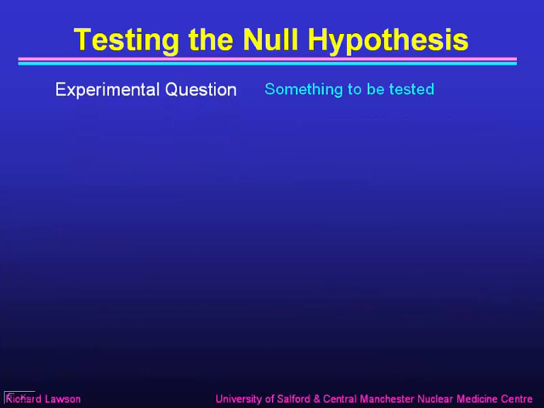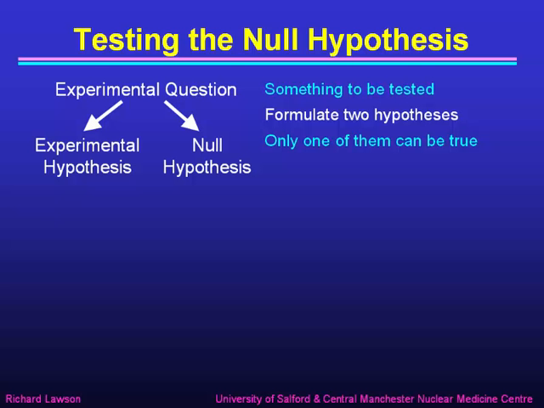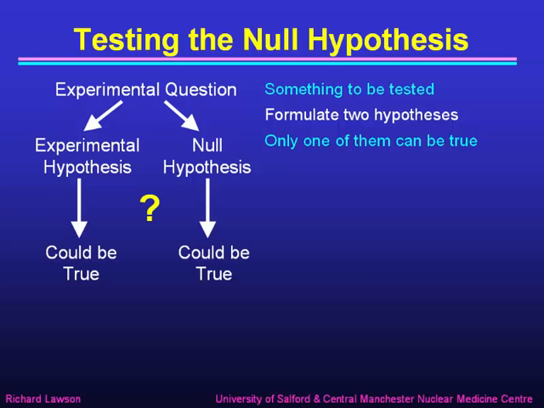So let's look at how we go about testing the null hypothesis. We start with our experimental question, something that is to be tested, and we formulate two hypotheses, the experimental hypothesis and the null hypothesis. They have to be the exact opposite of each other so that only one of them can be true. In the absence of any data, we don't know which is true. Either the experimental hypothesis or the null hypothesis could be true.